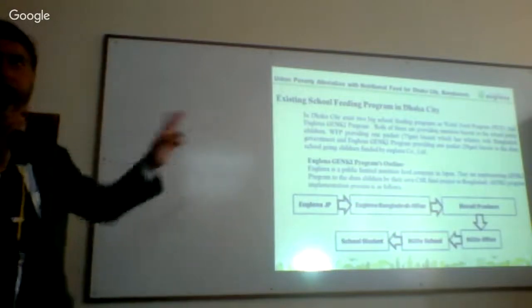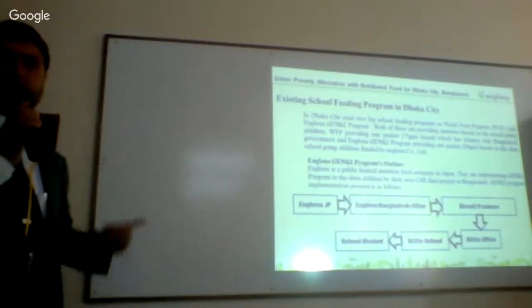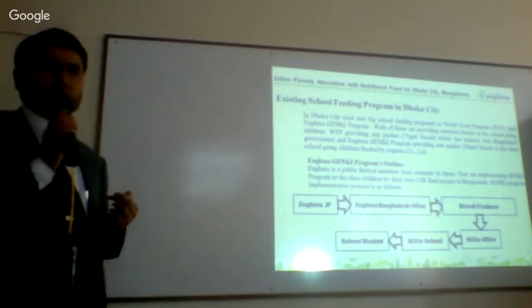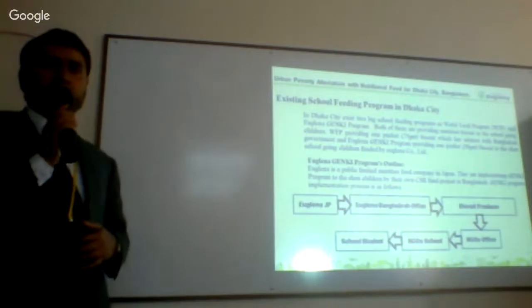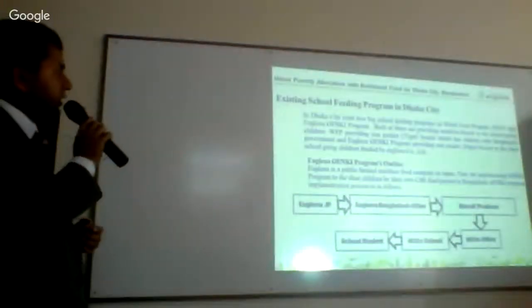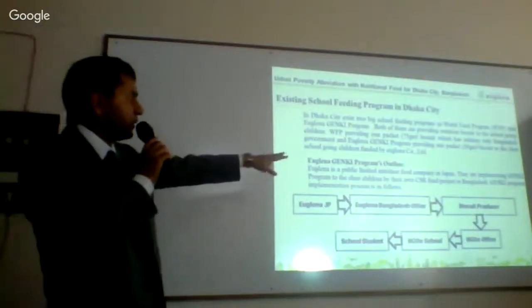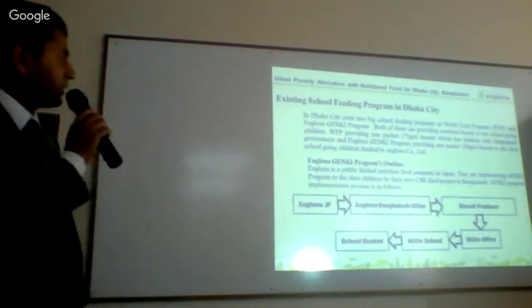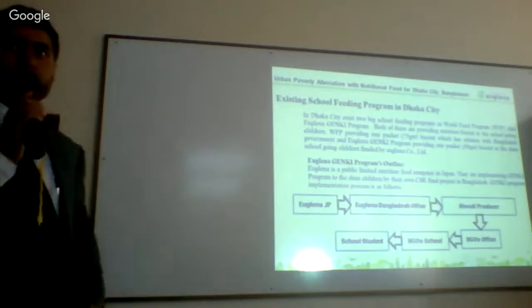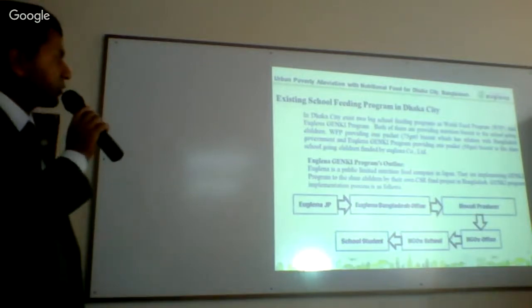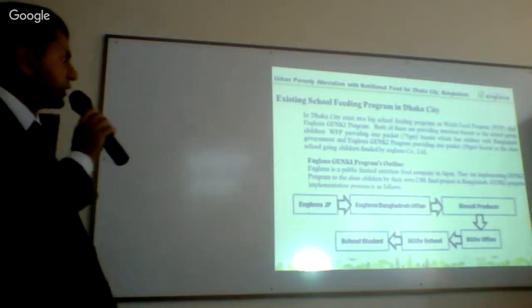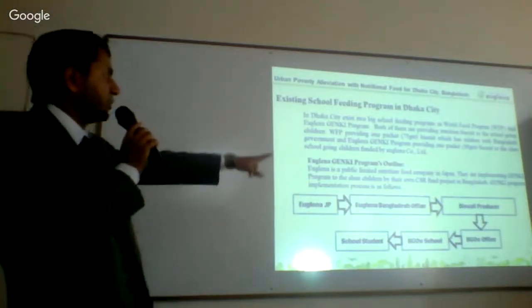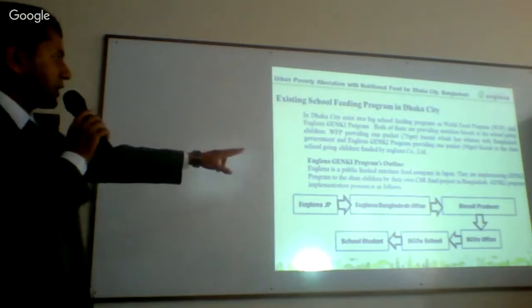Now I'm going to explain the school feeding programs. In Dhaka city, there are two big school feeding programs. Number one is WFP, which is a food program organized with the local Bangladesh government. Another one is the Daycare program, which is organized by England Corporation Limited, a public limited company in Japan, that is implementing a school feeding program.